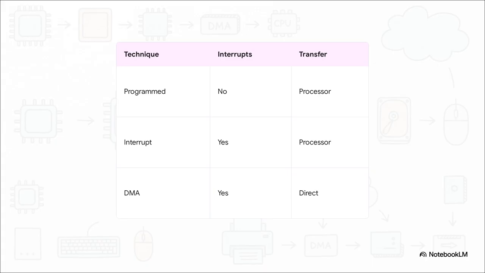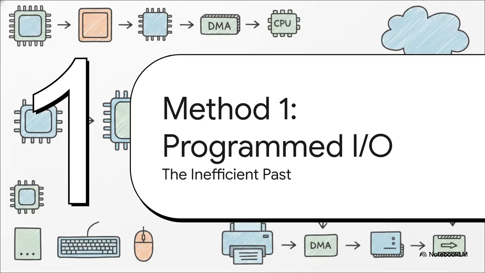But down at the bottom, we see the absolute breakthrough. Direct memory access, or DMA, where data goes directly to memory. Let's step through each of these, because seeing how this evolved is crucial to understanding why modern computers are so fast. Let's start with Method 1, Programmed I/O, or, as it's better known, the highly inefficient past.